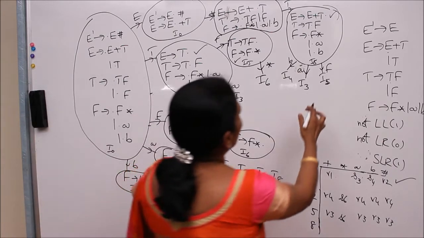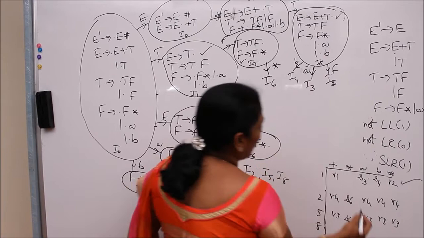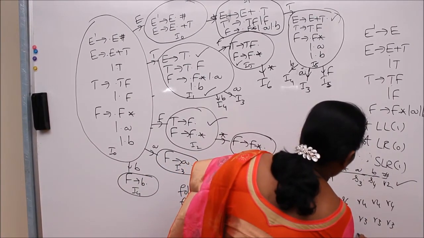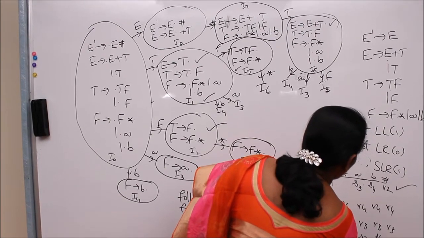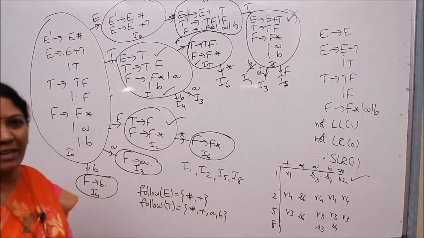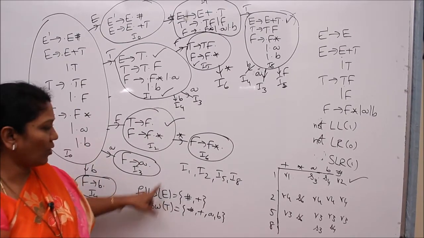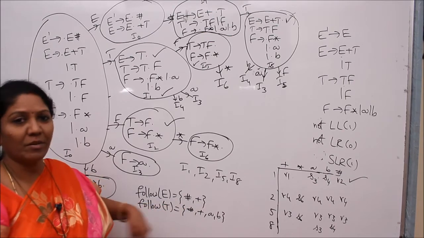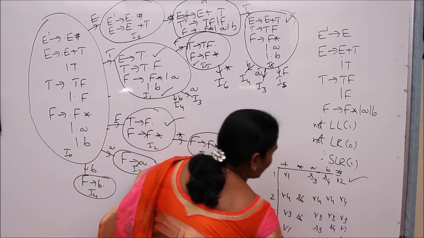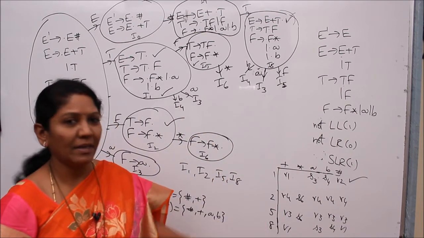So here the entries are on A, B, it is S3, S4, and look at this. Where do you put the final reduce entries? E to E plus T is R1. R1 should be under follow of E. What is follow of E? Hash and plus. So under plus and hash, put R1. Look at the row 8. Do you have any multiple entries?